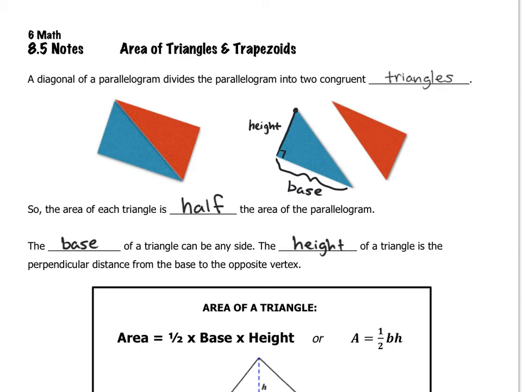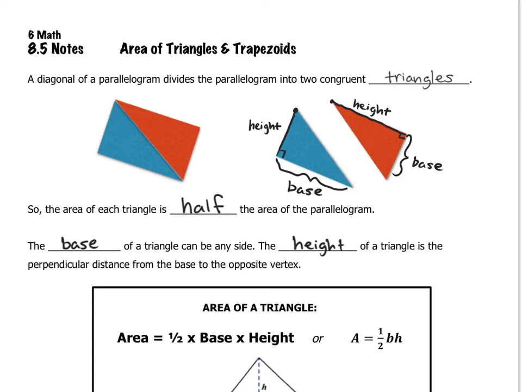For the red triangle, I could call this side the base. If that is the base, then that means the height is this side here. Okay, so depending on what side the question refers to as the base, that determines which side or what the height is going to be of the triangle.